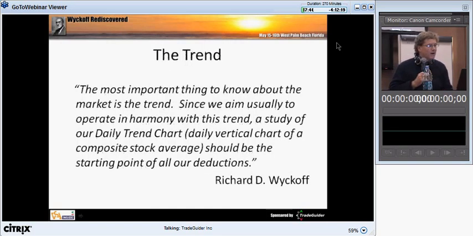And Wyckoff started off and began section 7M with this statement. He said, the most important thing to know about the market is the trend. Since we aim generally to operate in harmony with this trend, a study of our daily vertical chart of a composite stock average, in other words, just a bar and volume chart, should be the starting point of all of our deductions.